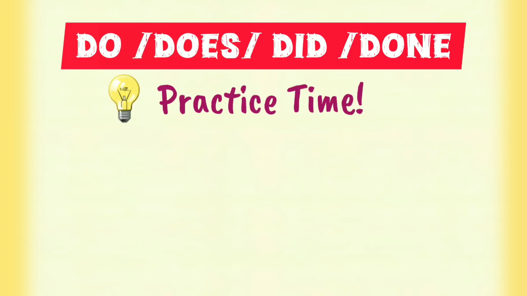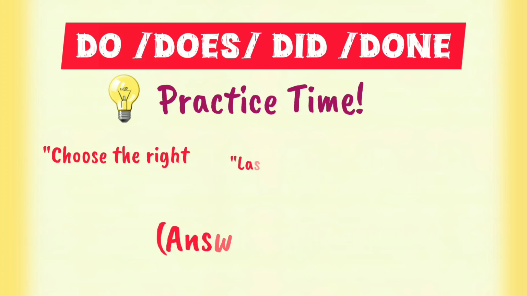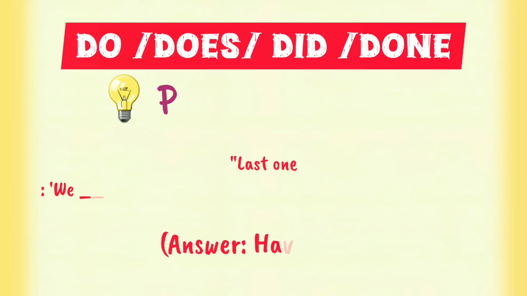Practice time. Choose the right form. She already her homework. Did, done plus has or have? Answer: has done. Last one. We never this before. Did, done plus has or have? Answer: have done.